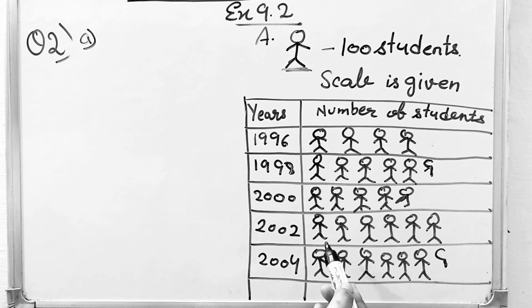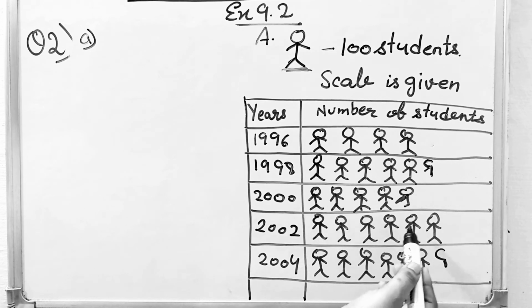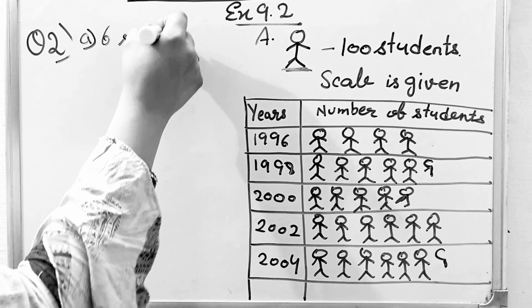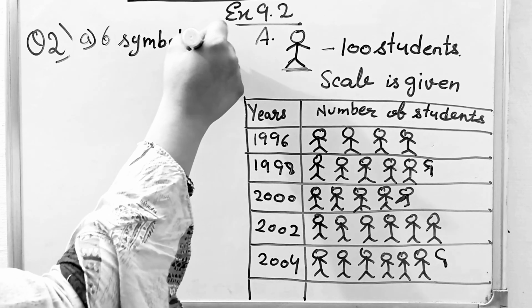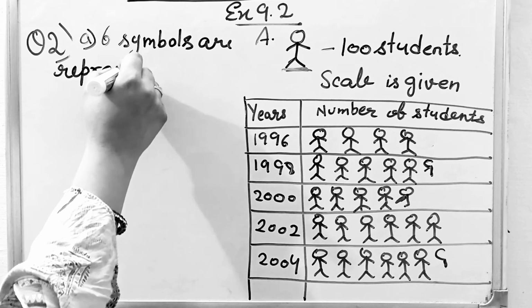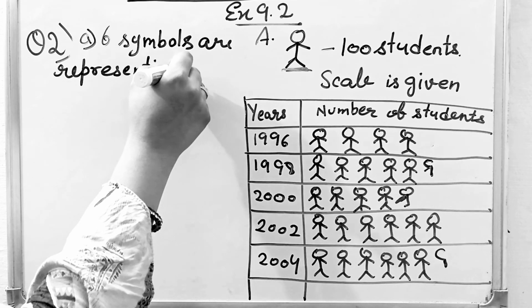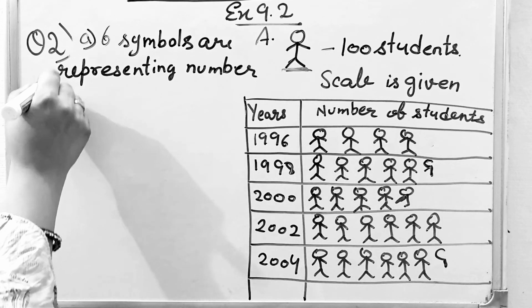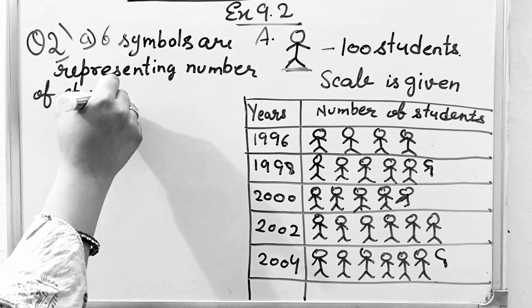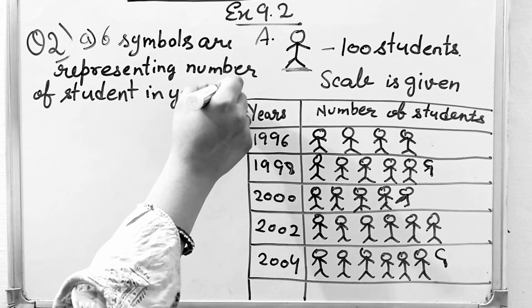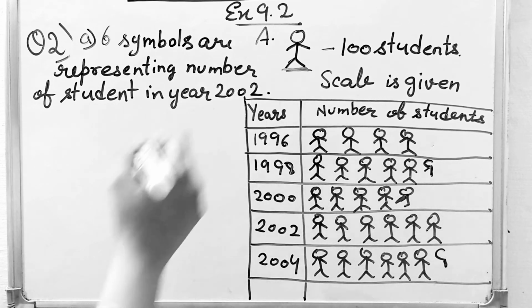So you can directly count it down 1, 2, 3, 4, 5, 6. So your answer will be 6 symbols are representing number of students in year 2002. That's it.